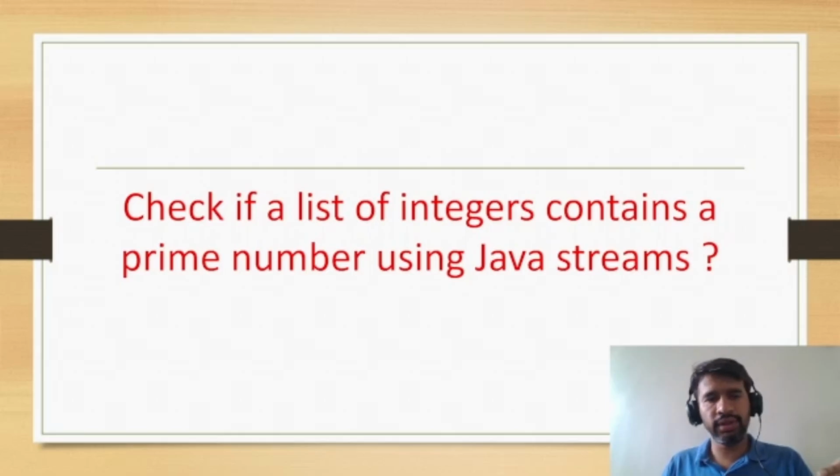Next question is check if a list of integers contains a prime number using Java streams. So in other words, you are given an array of integers. You have to check whether any of these integers is a prime number. So I hope you know what a prime number is. A prime number means a number which is divisible only by itself or one. So let's see how to implement this.